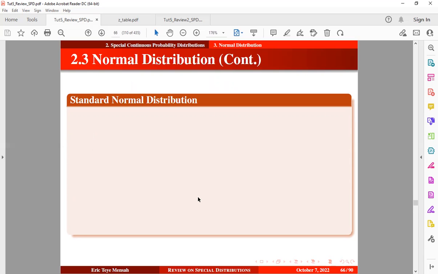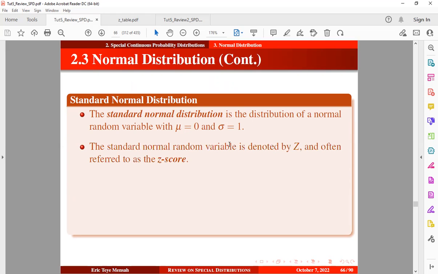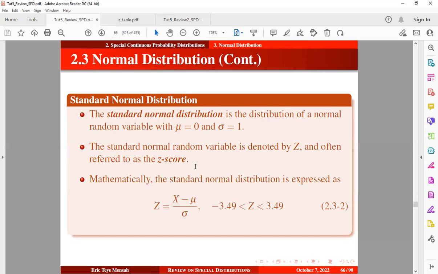So what is the standard normal distribution? The standard normal distribution is the distribution of a normal random variable with a mean of 0 and a standard deviation of 1. Okay. So the standard normal random variable is often denoted by Z and often referred to as the z-score. Mathematically, the standard normal distribution is expressed as shown in equation 2.32. So this equation basically means that we are looking at the number of standard deviations that a particular value of the random variable will be away from its mean value.